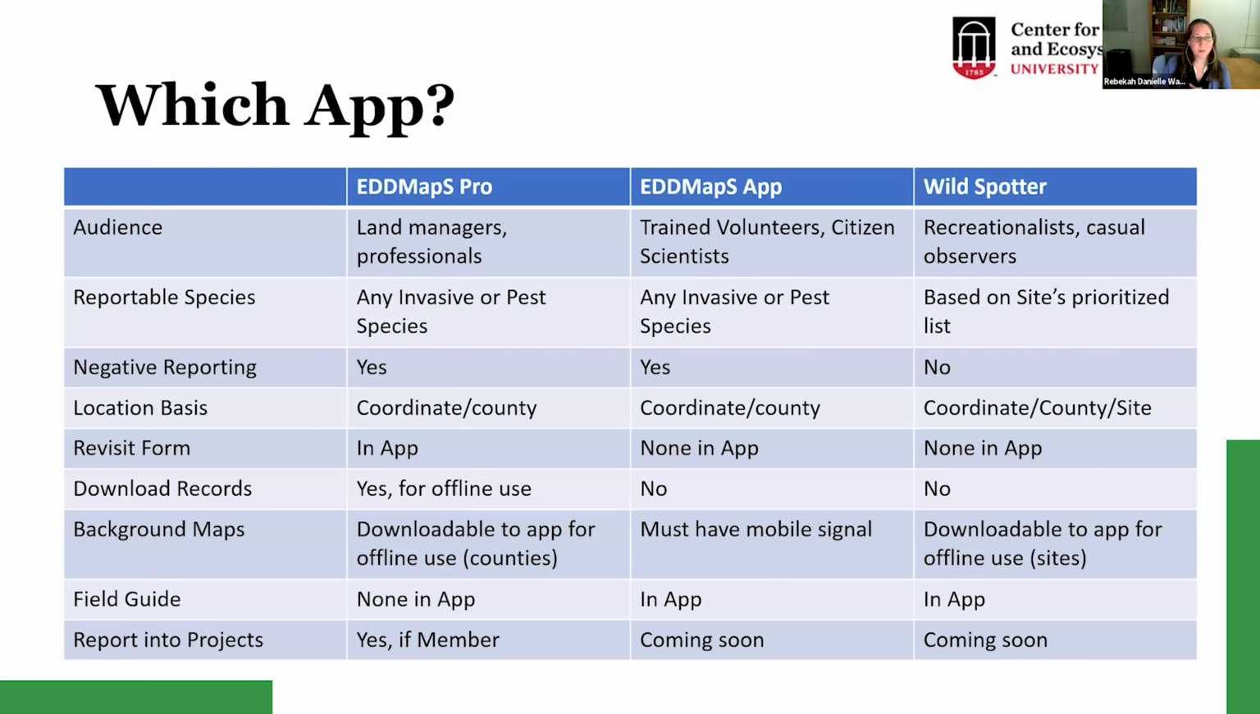And then currently reporting into projects, I mentioned projects a few minutes ago. You can do that directly from EDDMapS Pro for the projects you are a member of. It's not currently an option in the EDDMapS app or WildSpotter, but if you are using the EDDMapS app or WildSpotter, you can reassign data to different projects on the website, and I'll show you how to do that in a little bit.